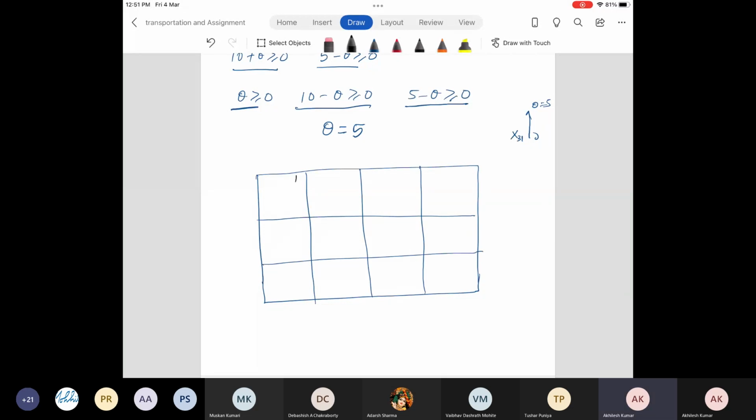Again, all the numbers: 10, 2, 20, 11, 12, 7, 9, 20, 4, 14, 16, and 18. So x31 was entering with a value of, let me also write the numbers here so that you see that this is being satisfied all the time. So theta comes out to be 5. We have 10 minus theta here, so this will become 5.